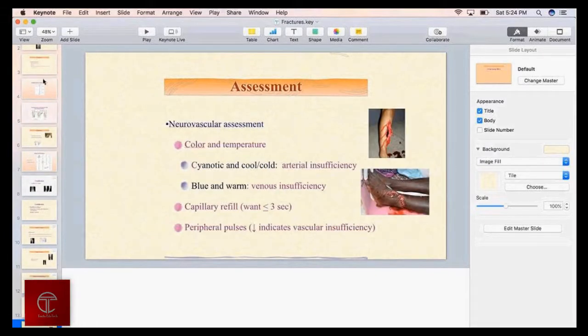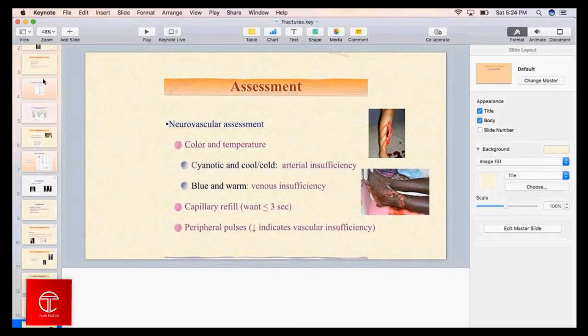The assessment will never be complete without the neurovascular assessment. You see the color and temperature of the limb. If the limb is cyanotic and cold, there will be arterial insufficiency: cyanotic and cool or cold. Blue and warm in venous insufficiency. And you see the capillary refill by simply pressing over the nail bed.